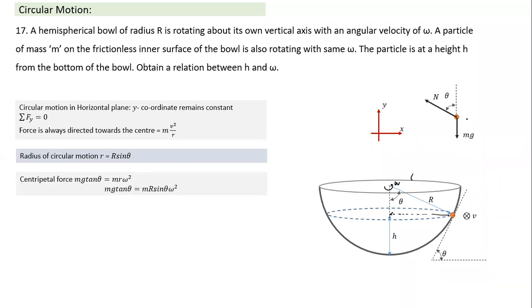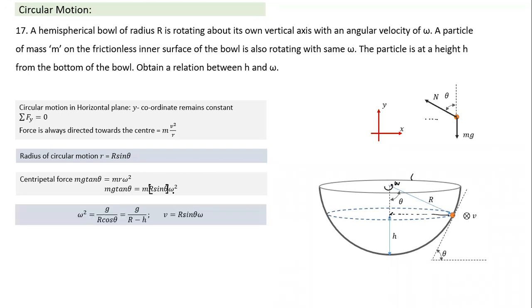So here also, if I draw the free body diagram, it is again the same as before. N will become mg by cos theta, and its centripetal component will again be mg tan theta, and mg tan theta has to be equal to m r omega square. Here r is the radius of circular motion. So this equation I get here.